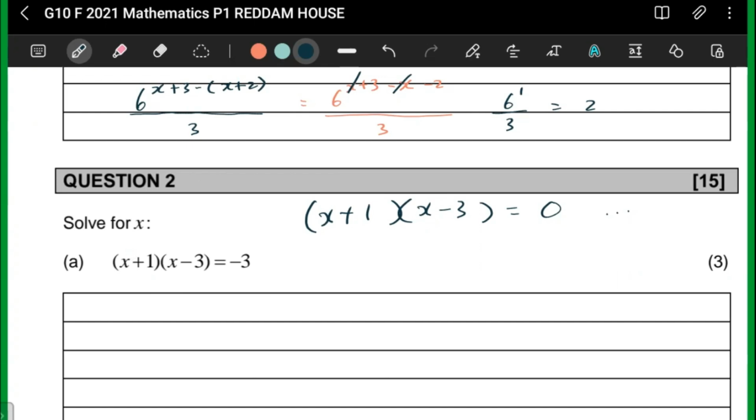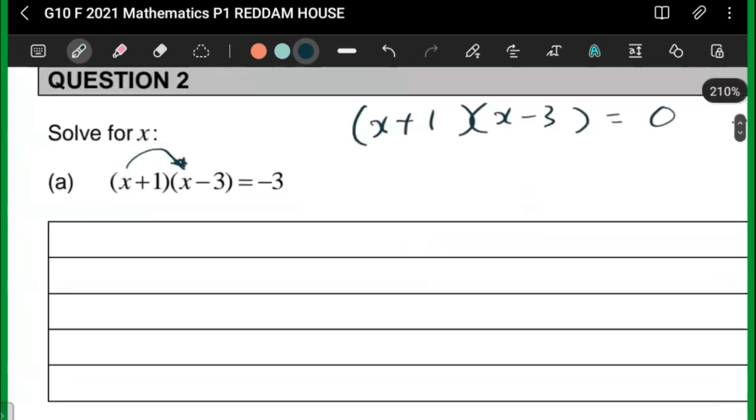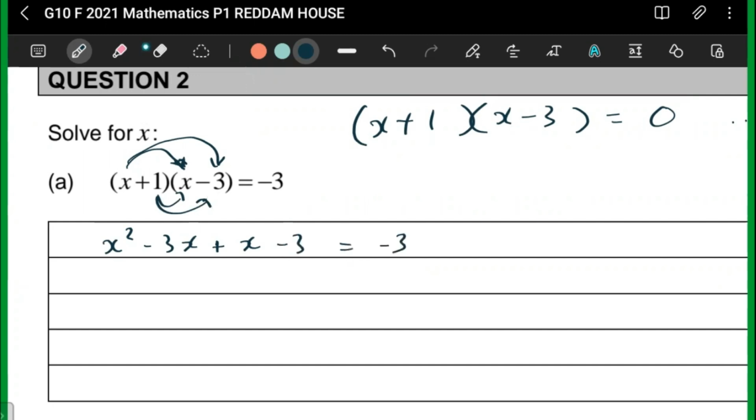You first have to FOIL out the brackets. You have to multiply it out first and then deal with the -3 afterwards. So here you're going to say x times x, which is x squared, x times -3, -3x. 1 times x is positive x. 1 times -3 is -3. And then you have equal to -3 here. The -3's will cancel out when they move to the same side.